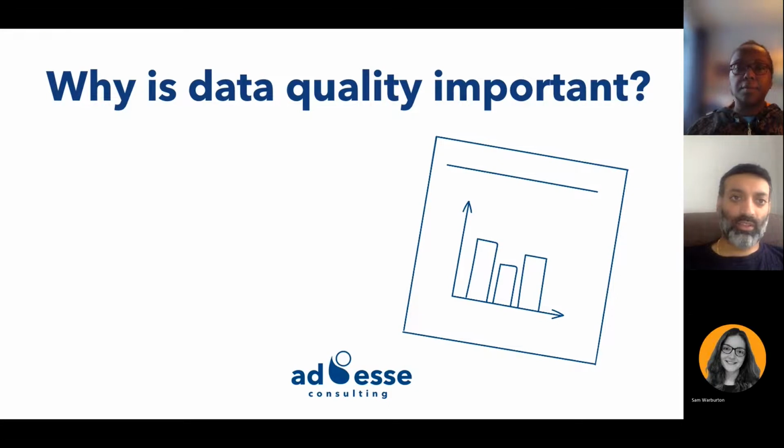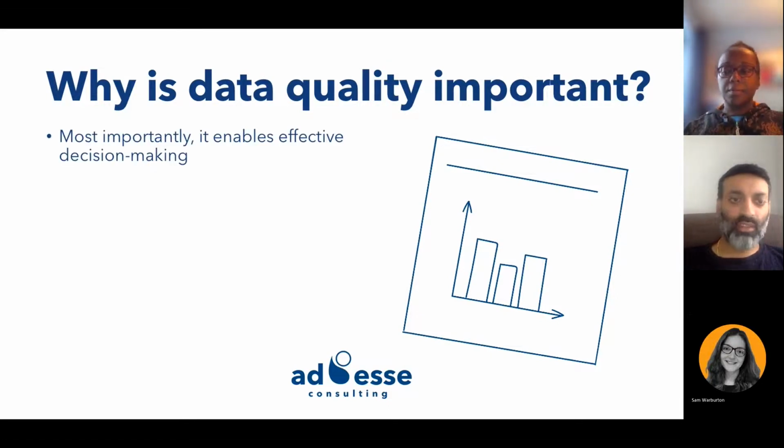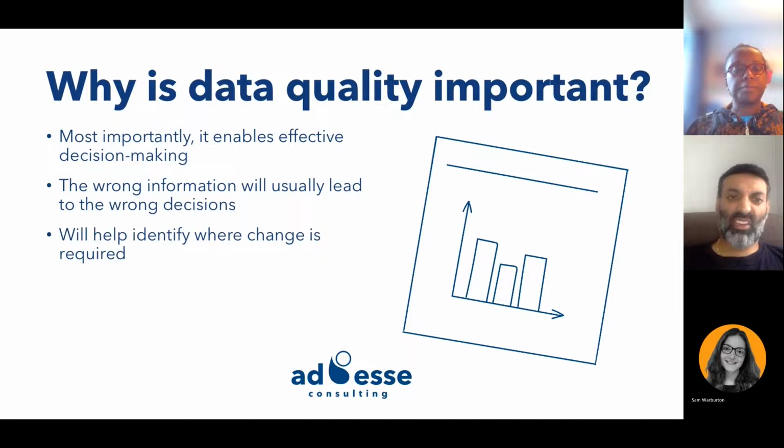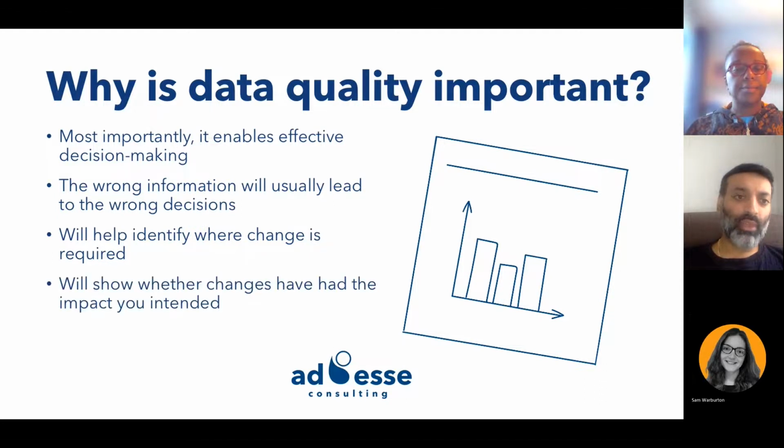So first question is always why is data quality important? And the most important thing really is around decision making. Poor data usually leads to poor decisions being made. Good data allows you to make effective decisions, things that are likely to go right. Once you've obviously made changes, made decisions, implemented something, done something, obviously from there on, we're starting to look at improvement. Good quality data is going to help you identify where change is required in the future, and also whether any changes you make have had the impact that you intended to have.